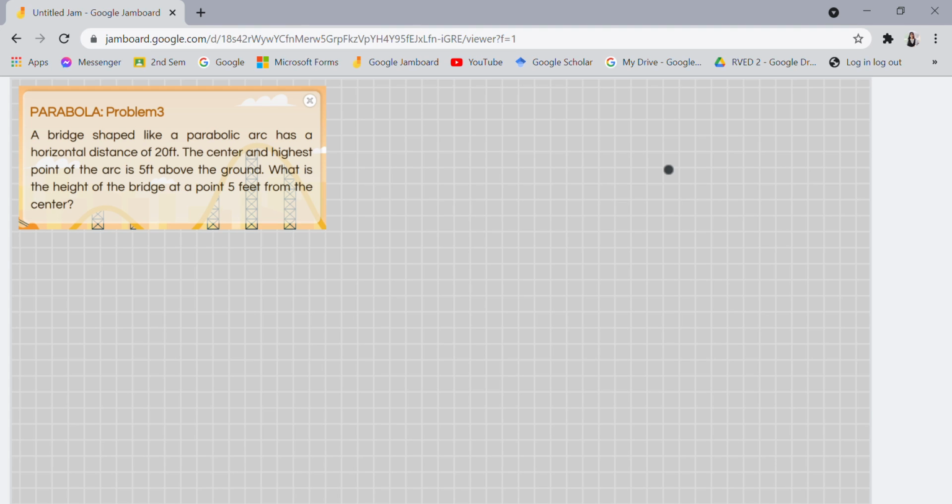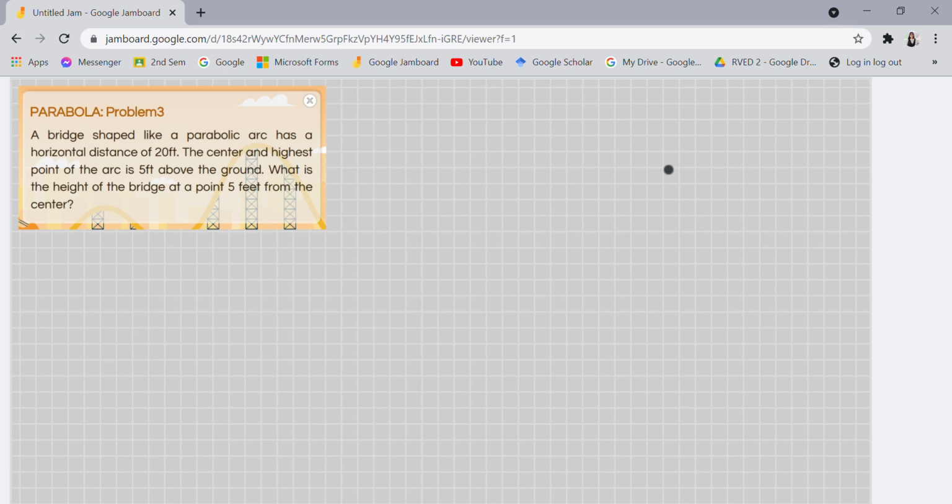A bridge shaped like a parabolic arc has a horizontal distance of 20 feet. The center and highest point of the arc is 5 feet above the ground. What is the height of the bridge at a point 5 feet from the center? Okay? So, imagine we are looking at a bridge.